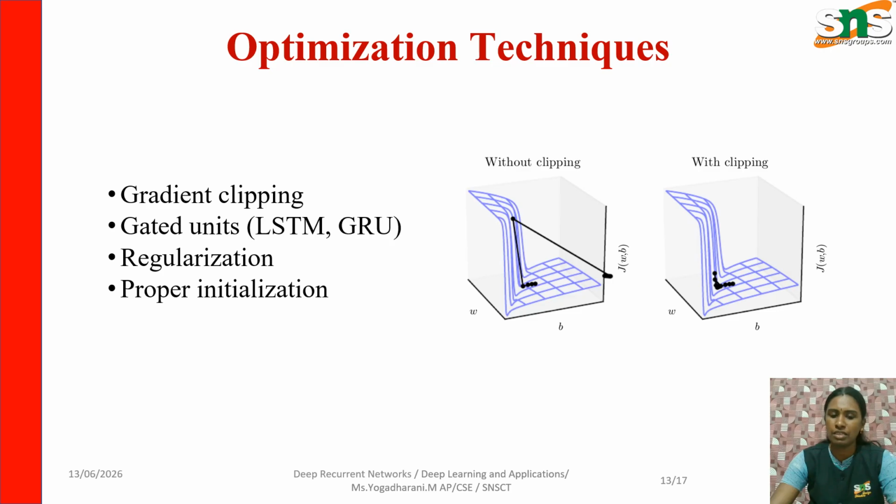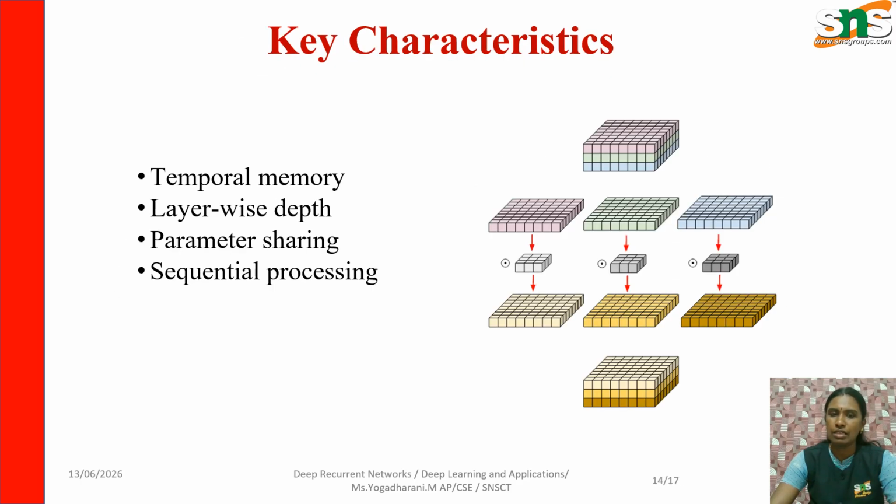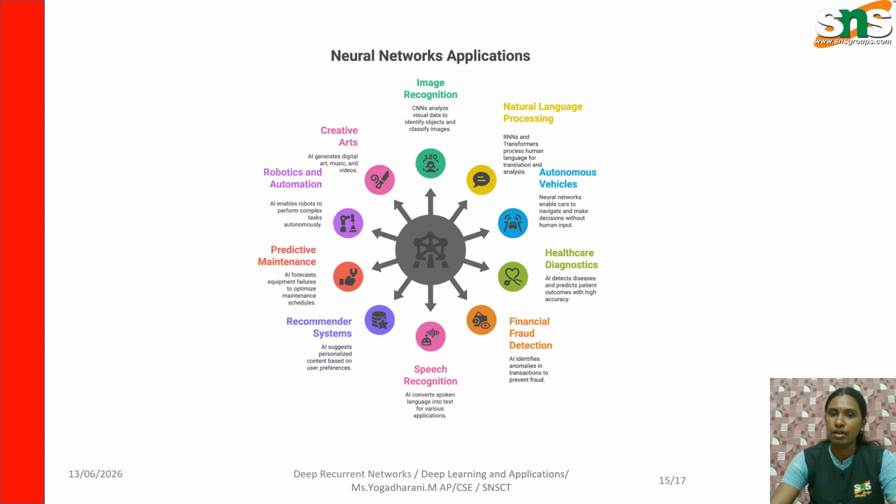And these are the optimization techniques of RNN. Techniques like gradient clipping, gated units like LSTM and GRU, regularization, and proper initialization are used as optimization techniques. And these are the key characteristics of deep recurrent neural networks. This is the mind map of today's class.